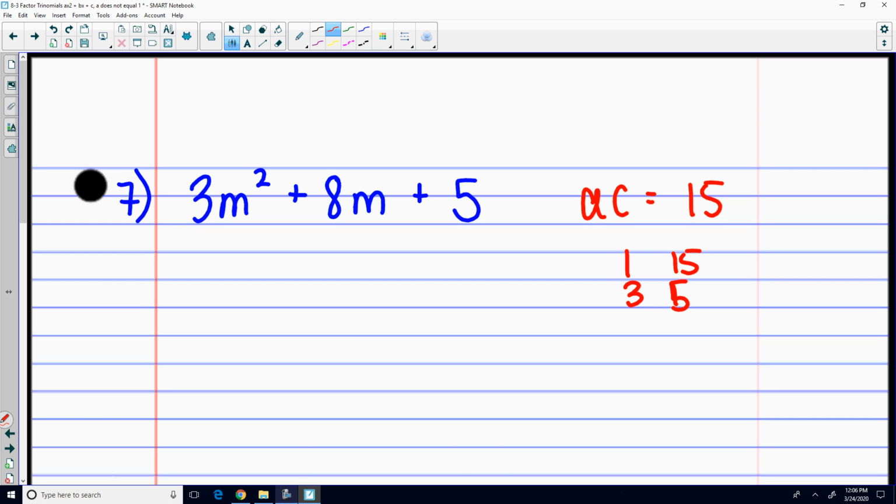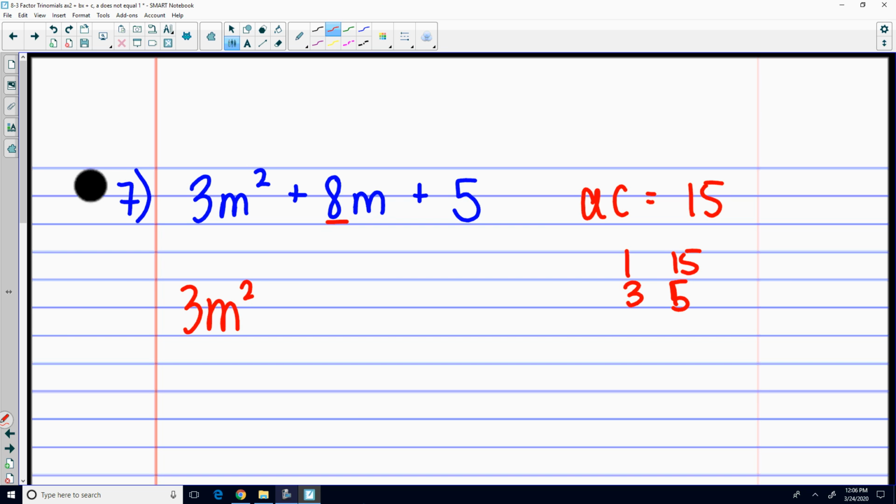And then I want to look at my middle term. I need the factors to equal 8 when I add them together. Well, 1 and 15 aren't going to do that, so I'm going to use 3 and 5. They're both going to be positive because 3 times 5 is 15 and 3 plus 5 is 8. So let's go ahead and use 3 and 5. Write your first term. Rewrite the middle term.